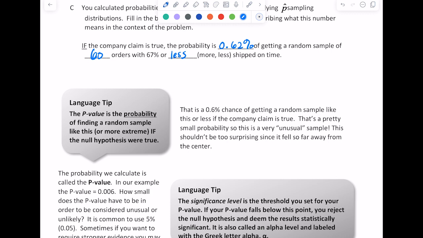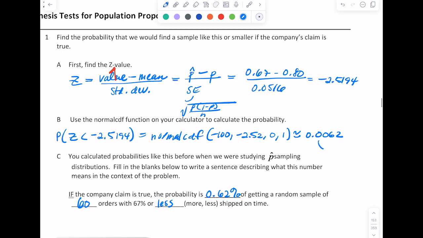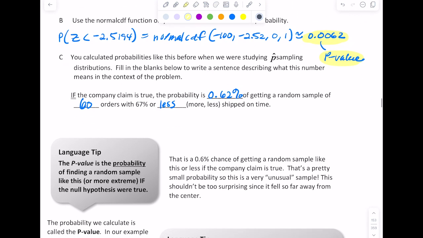So it's unusual, okay? What we just found is what's called the p-value. And this is going to be really, really helpful as we're doing hypothesis tests. So the p-value is the probability of finding a random sample like this, or more extreme, if the null hypothesis were true. So because it's such a low probability, we're basically saying we're rejecting the null hypothesis. The chances of it being true are so slim.